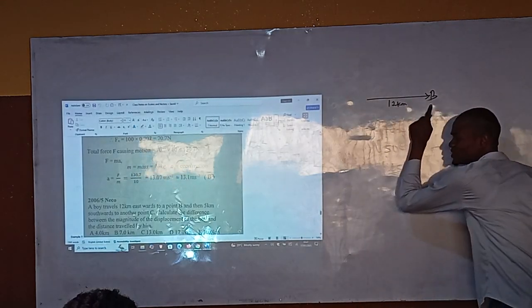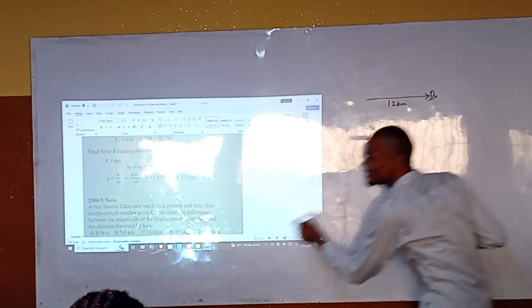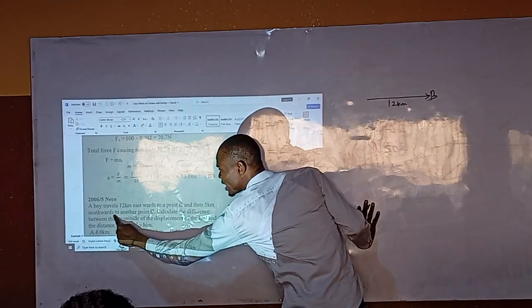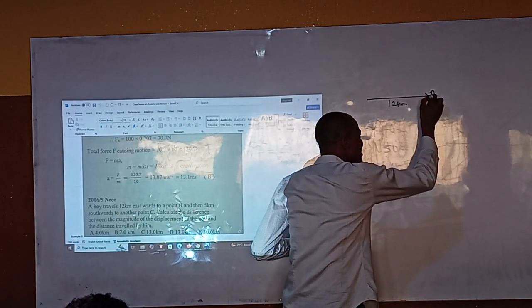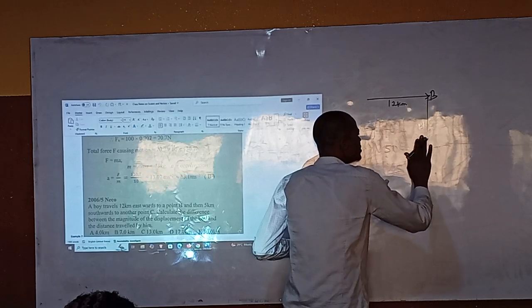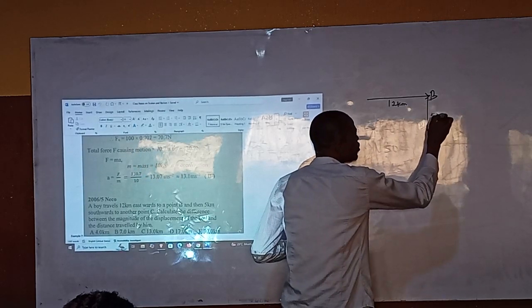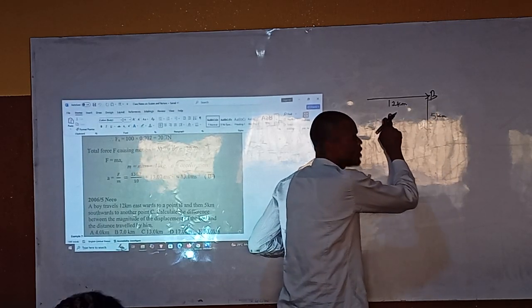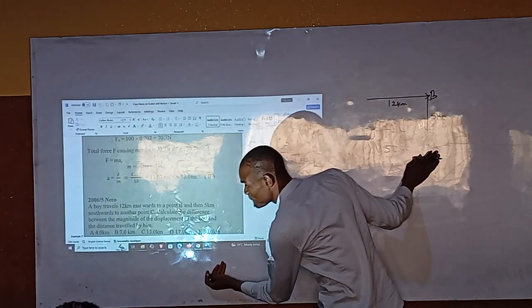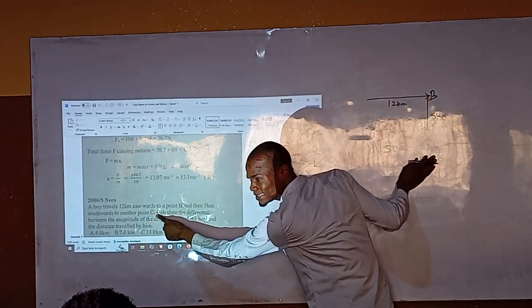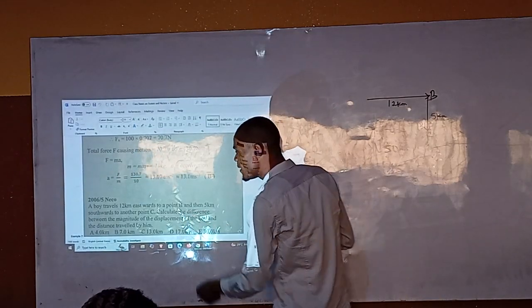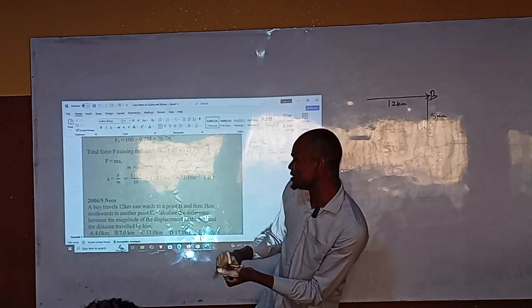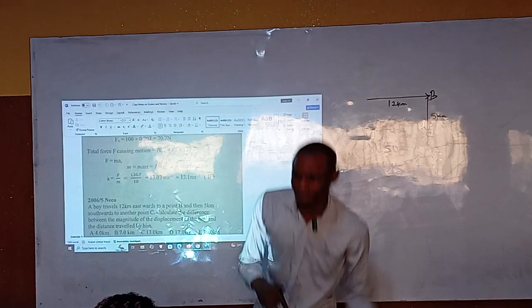Is the boy still here or is the boy there? And then 5 kilometers south. Where is south? Down or up? The line should be small because 5 is smaller than 12. Southward to another point C. Calculate the difference between the magnitude of the displacement of the boy and the distance traveled by him.